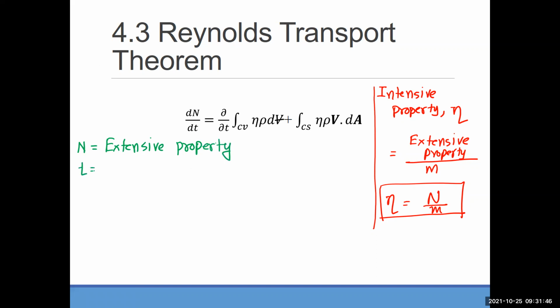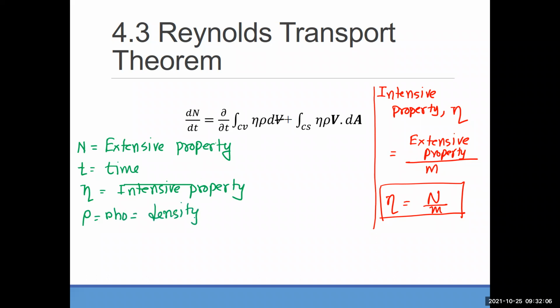What is T? Time, yes. What is eta? Intensive property. What is rho? Density, mass times volume. What is V? This one is the volume, yes.